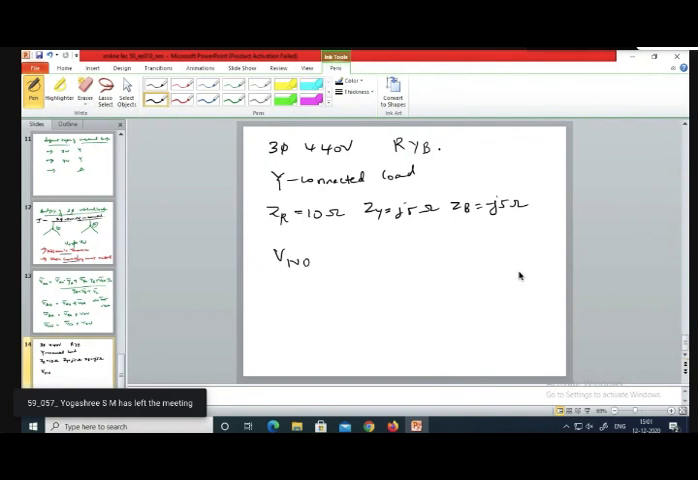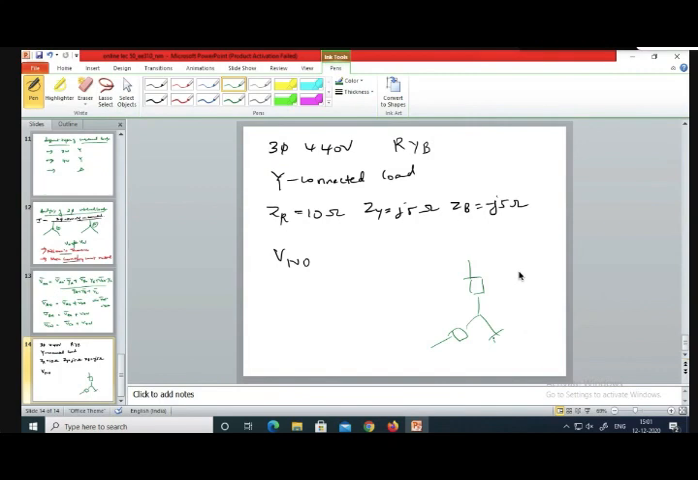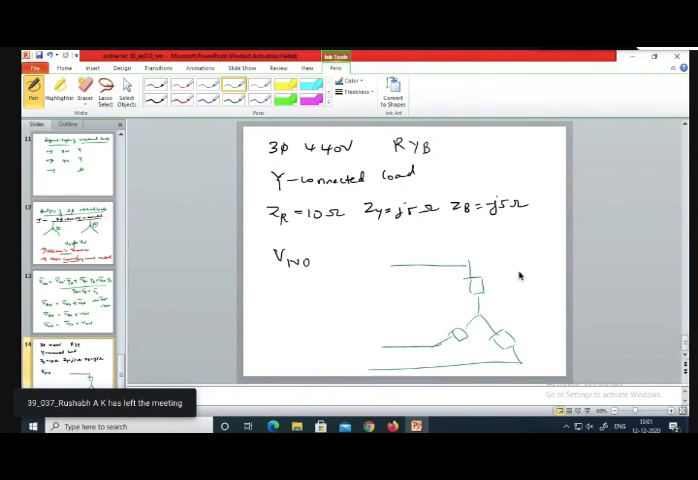You have to write the phasor diagram also in this problem. Clear? So we shall write the network first. It is a star connected unbalanced load. I am writing it like this. I am not writing the supply side; I am writing the load side.